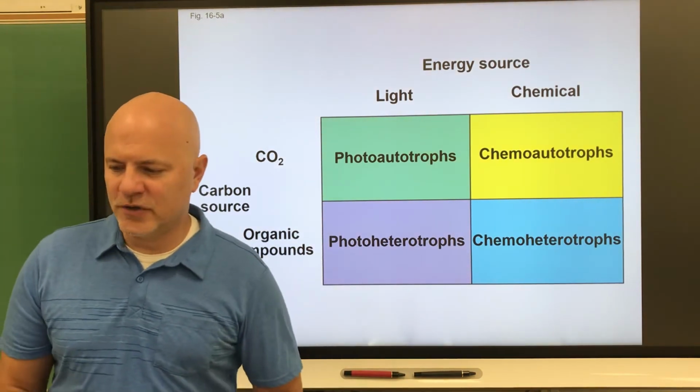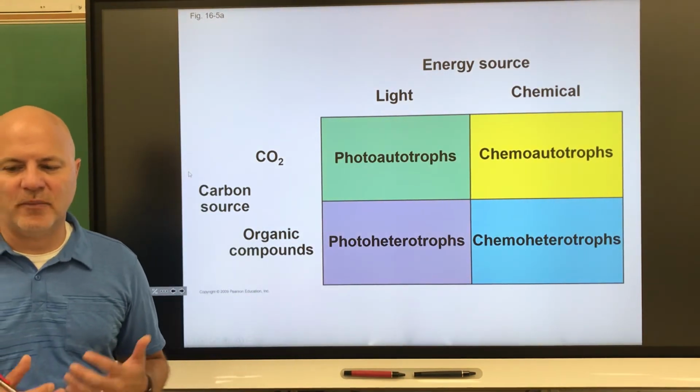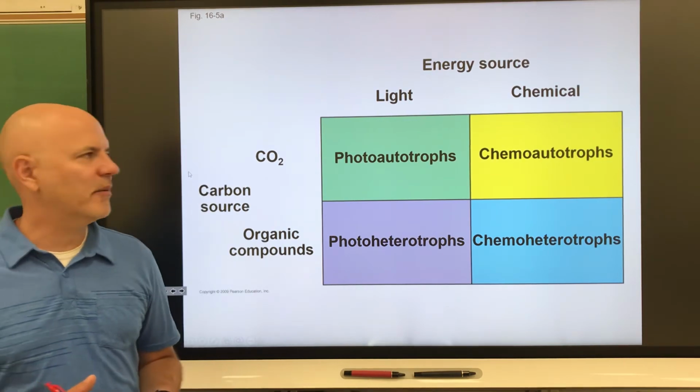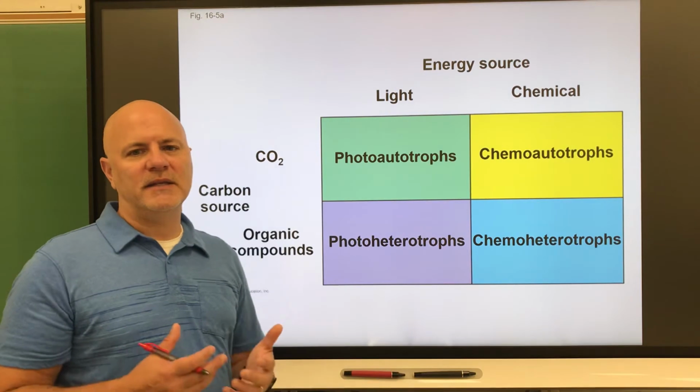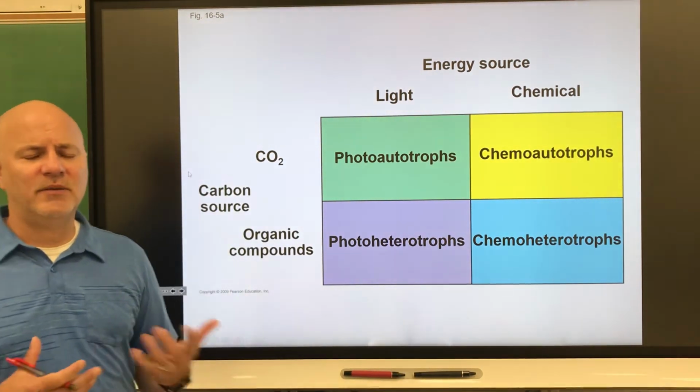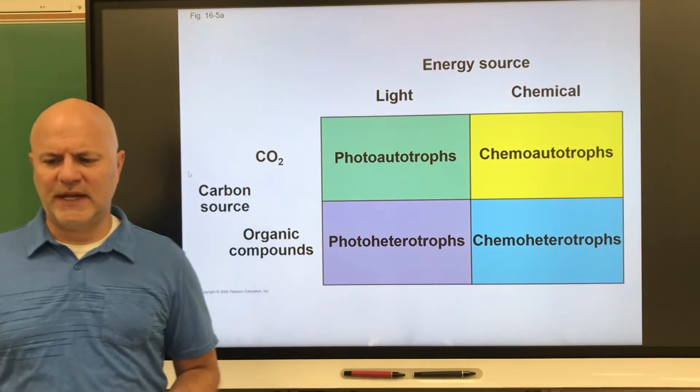Next are chemoautotrophs. This is an organism that harvests energy from inorganic chemicals and uses carbon from carbon dioxide. So these are chemoautotrophs there. A lot of these guys break down hydrogen sulfide. They're typically found at the bottom of the oceans and stuff like this.